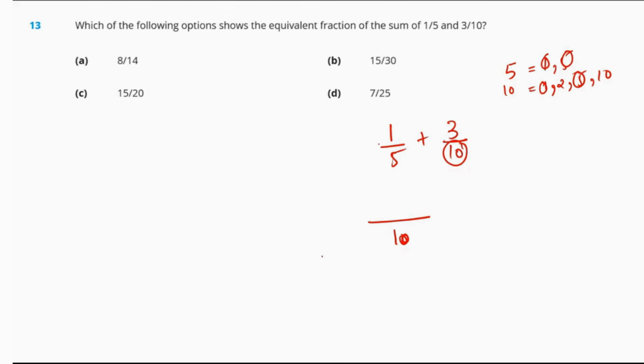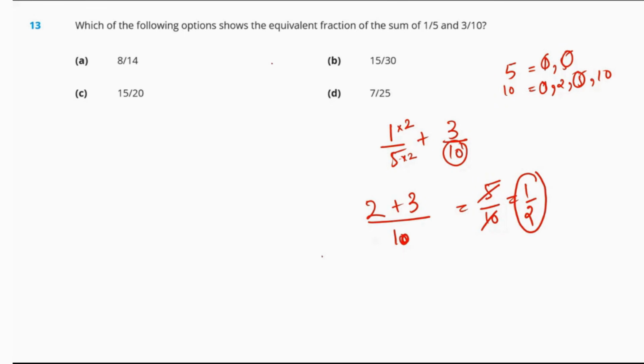Now to make 10 out of 5, we have to multiply this with 2, so we will also multiply the numerator with 2. So this will become 2 plus 3. So now this is 5 upon 10, that is 1 by 2. Okay, now the next thing that we have to check in this question is which of the following options shows the equivalent fraction. Equivalent fraction for this 1 by 2.